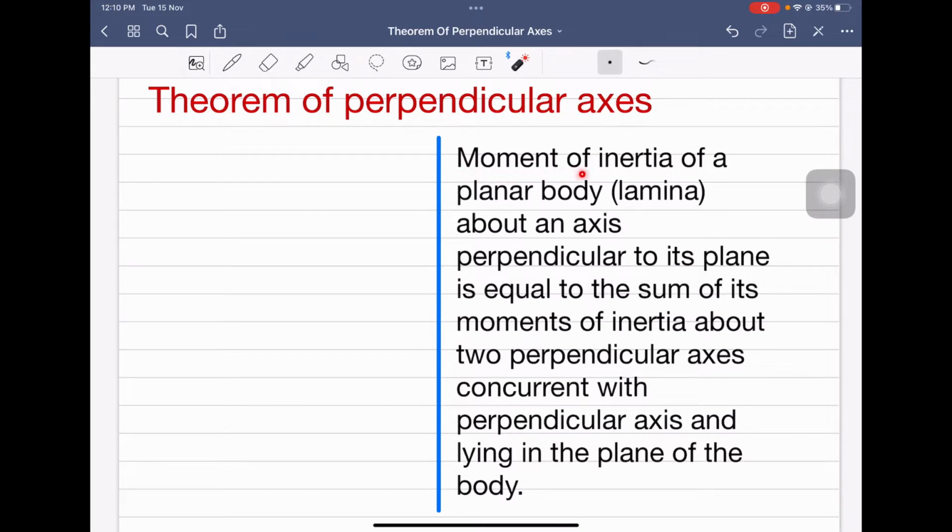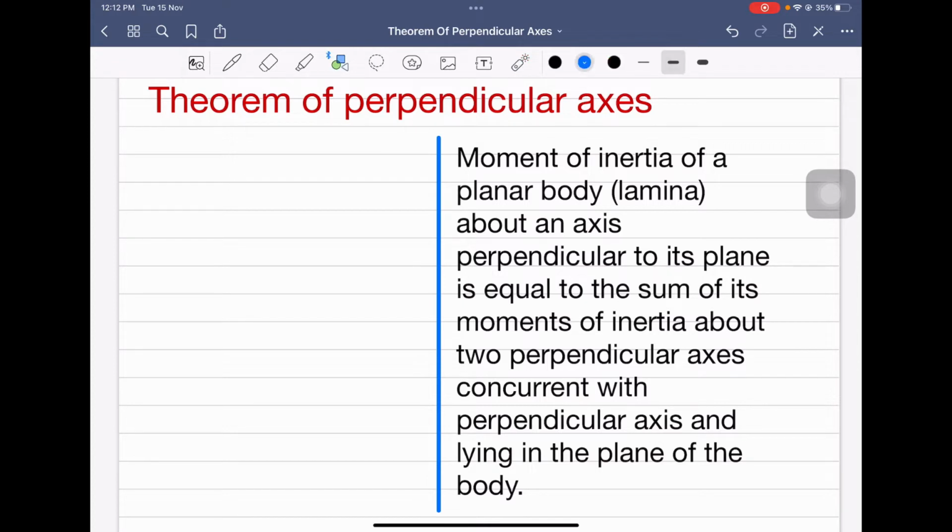Moment of inertia of a planar body. This is important: the theorem of perpendicular axis is defined for a planar body. It should be planar. And what about its axis? Its axis should be perpendicular to its plane. Theorem of perpendicular axis is applicable for a planar body, point number 1. And the axis of rotation should be perpendicular to its plane.